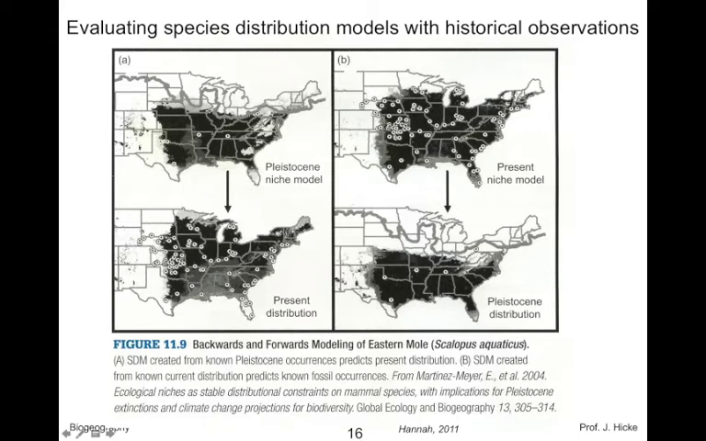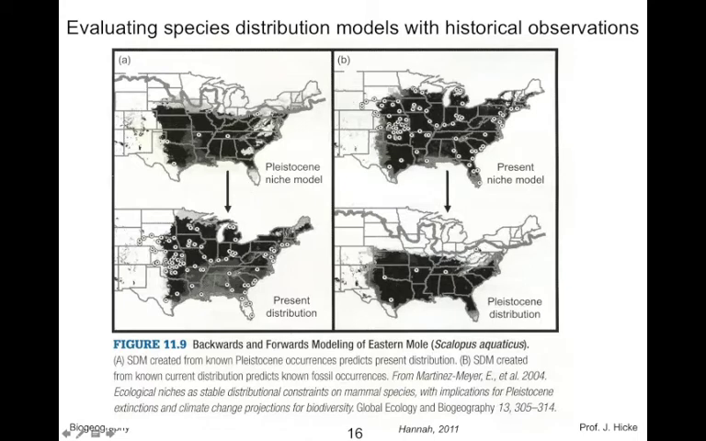Once the model is built based on the present observations, then the authors ran it for the climate conditions in the Pleistocene. And you can see, again, the model does a pretty good job of capturing the mole distribution in the Pleistocene, but there is this one point that's fairly well outside the presence distribution.